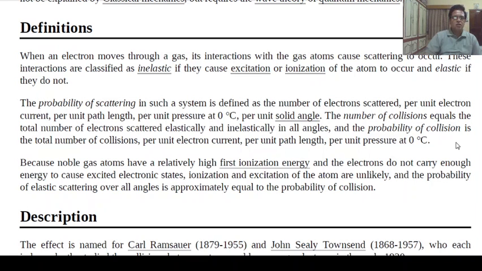at 0 degrees. Okay, because noble gas atoms have a relatively high first ionization energy. The point to be noted is that they have relatively high first ionization energy, and the electrons do not carry enough energy to cause excited electronic states. Ionization and excitation of the atom are unlikely, and the probability of elastic scattering over all angles is approximately equal to the probability of collision.